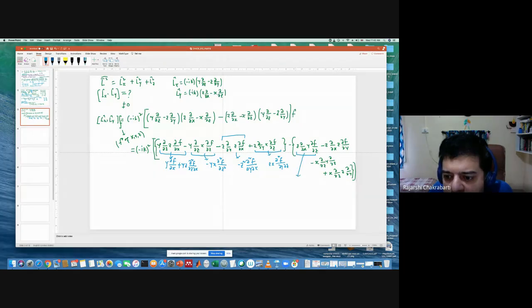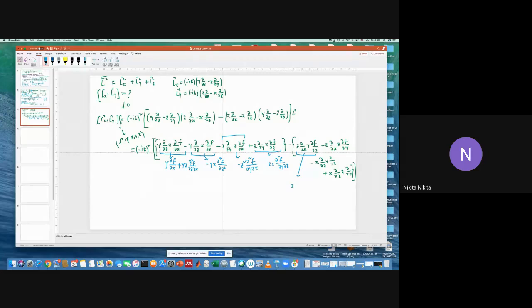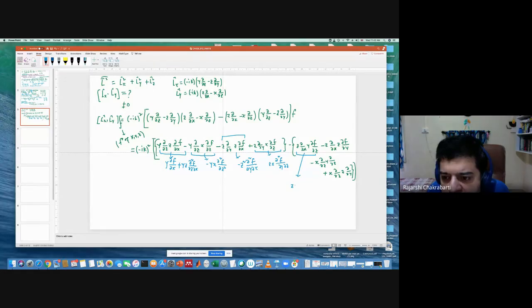What am I going to get here? Tell me. I'm going to get z y, ∂²f/∂x∂z. But again, I have a minus sign. I'm now including the minus sign. If I include the minus sign, I'll get minus.